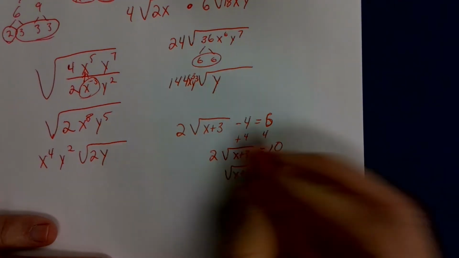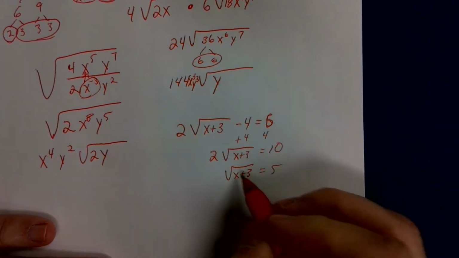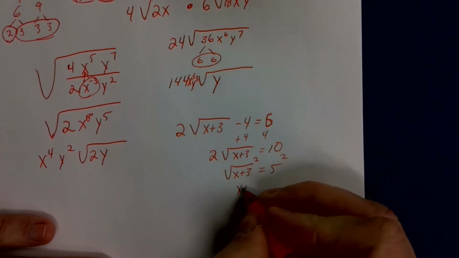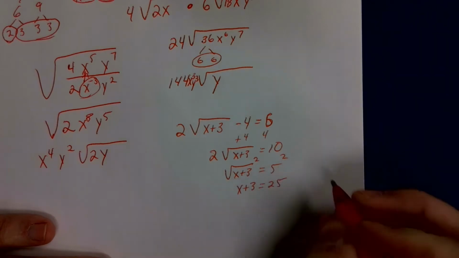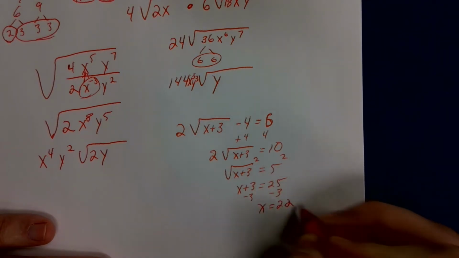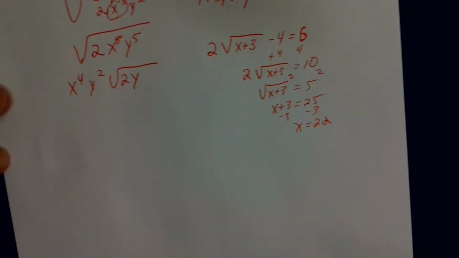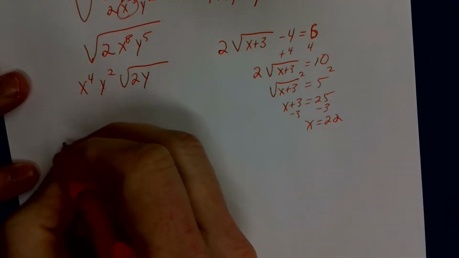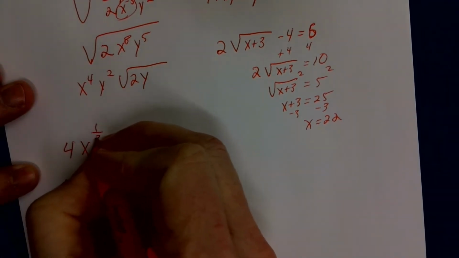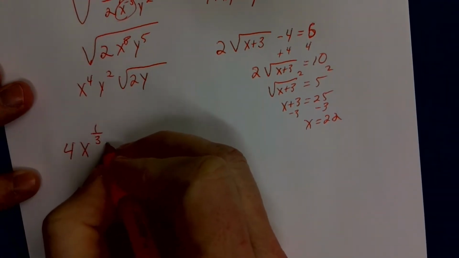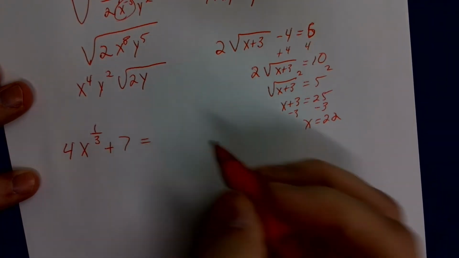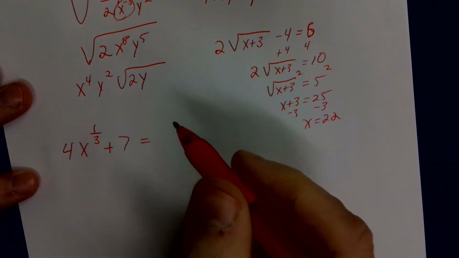I can't solve any of these things for x until I've isolated my radical. I've now done that. Now I can square both sides, and I get x plus 3 equals 25. Subtract 3, and x equals 22. So there's solving radicals. Now I could have the same thing when I do something like this: 4x to the 1/3 plus 7 equals, and let's go ahead and do this.